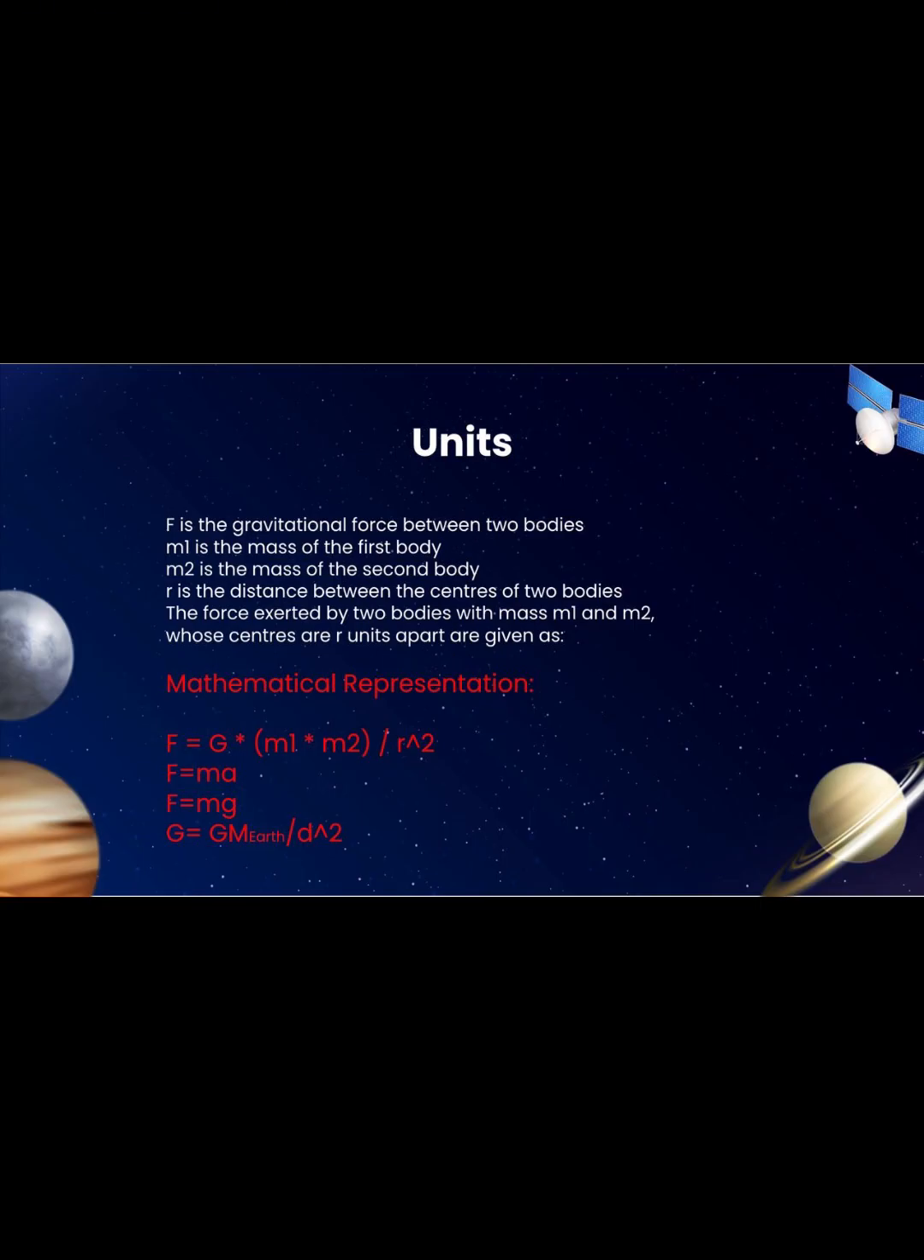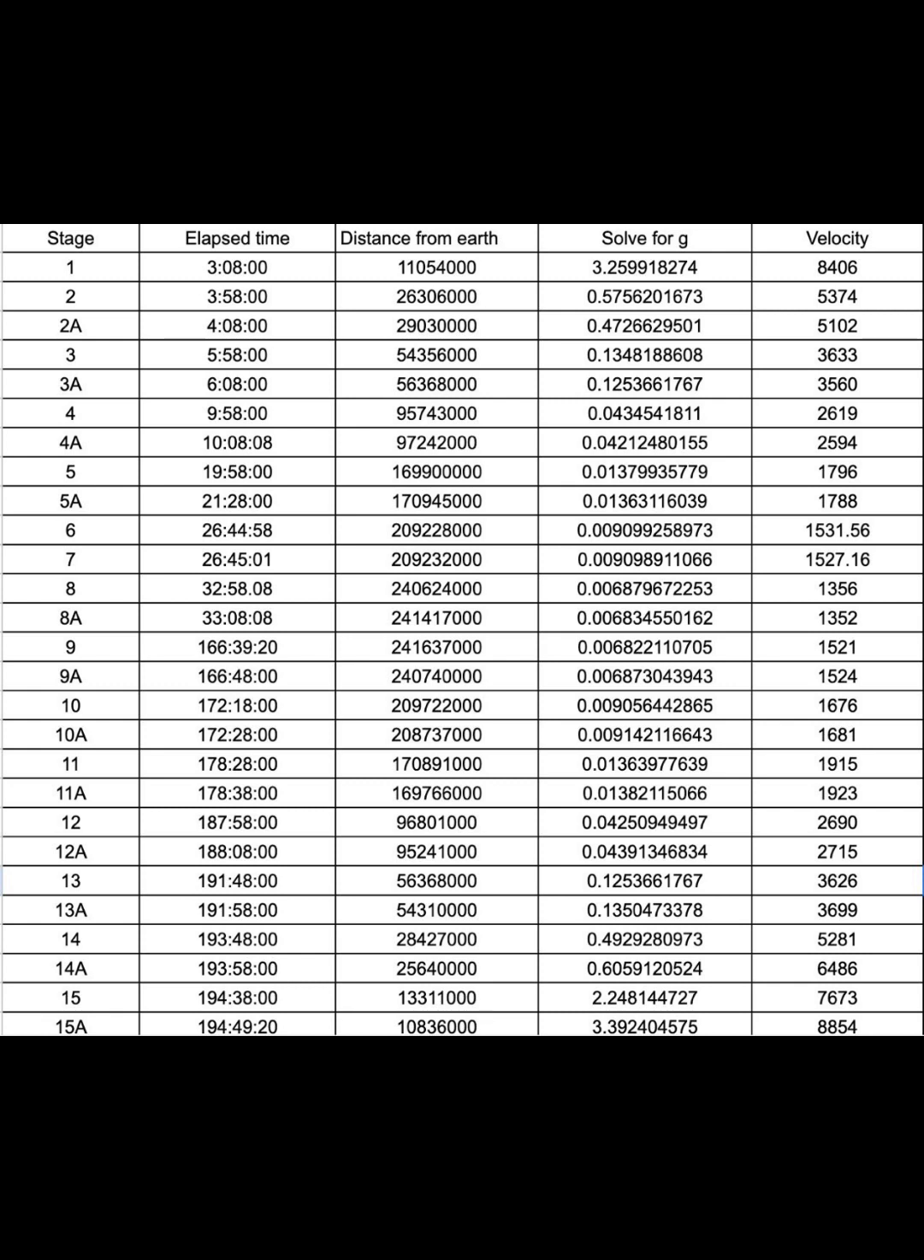And these are the units that we're going to be using for today with its mathematical representation, where F is the gravitational force between the two objects, G is the gravitational constant, M1 and M2 are the masses of the two objects, R is the distance between the centers of the two objects. Before I explain the graph, here's the mathematical representation.